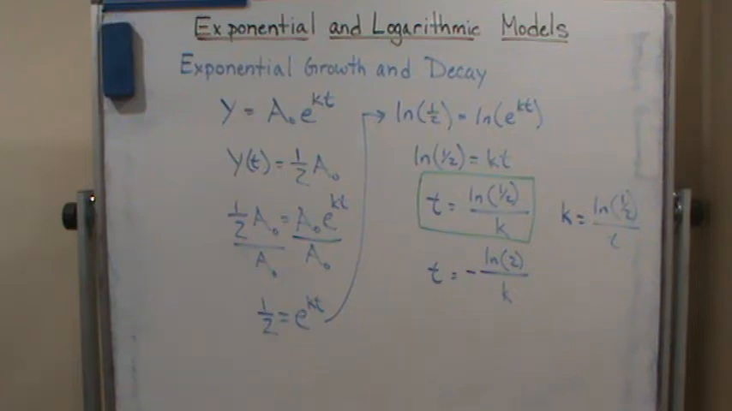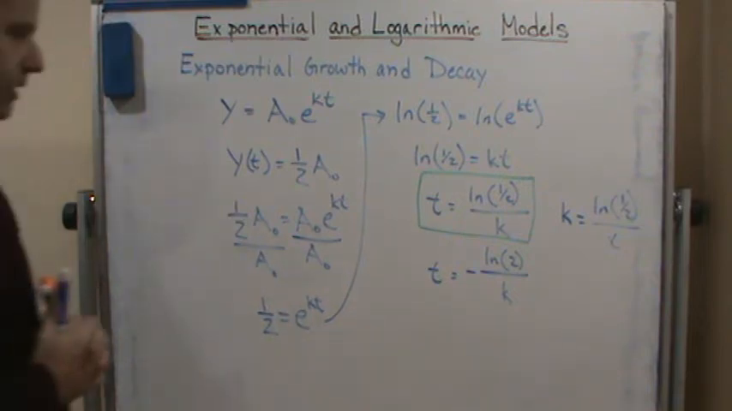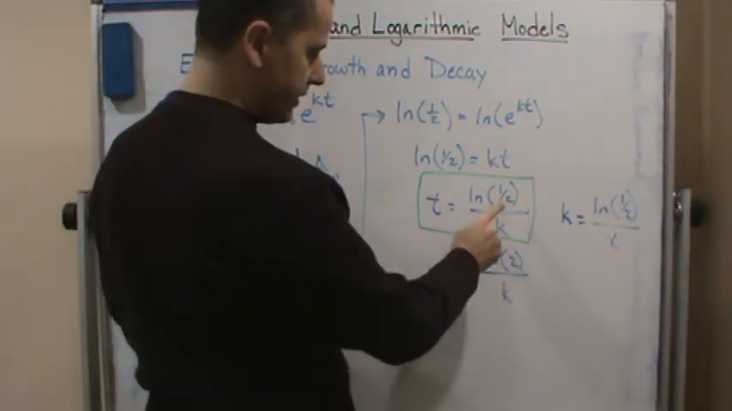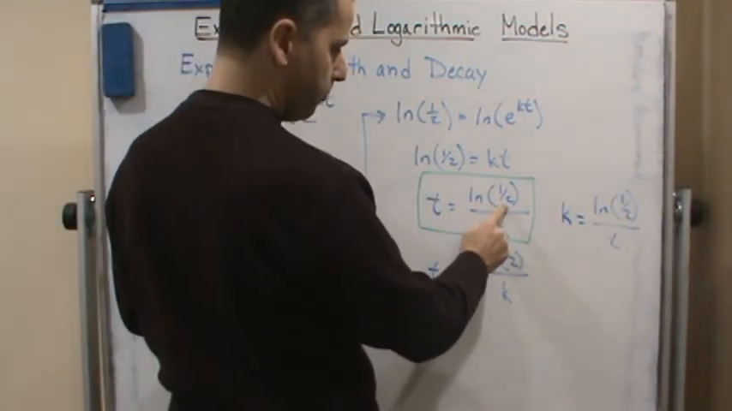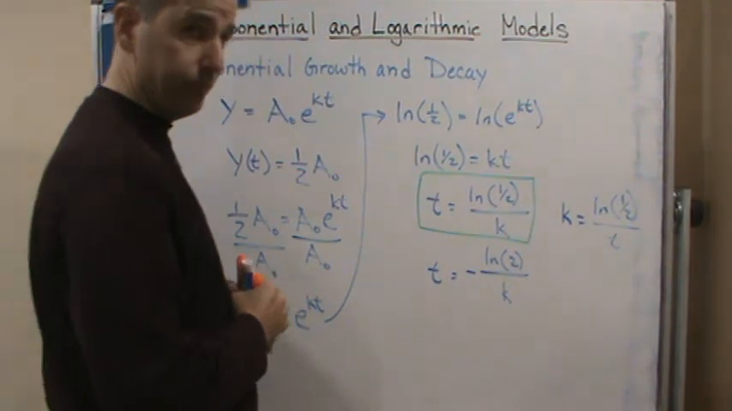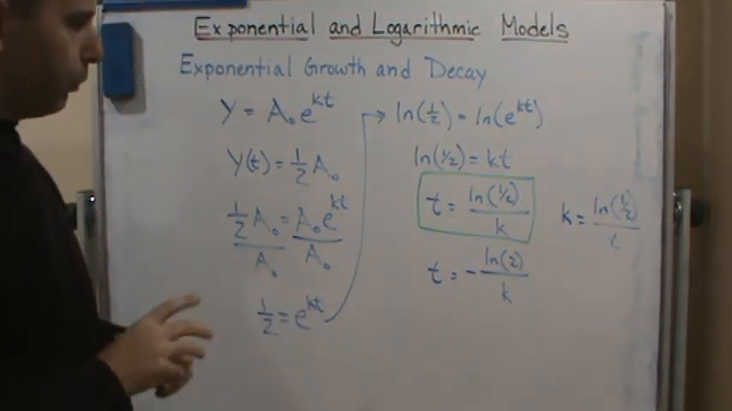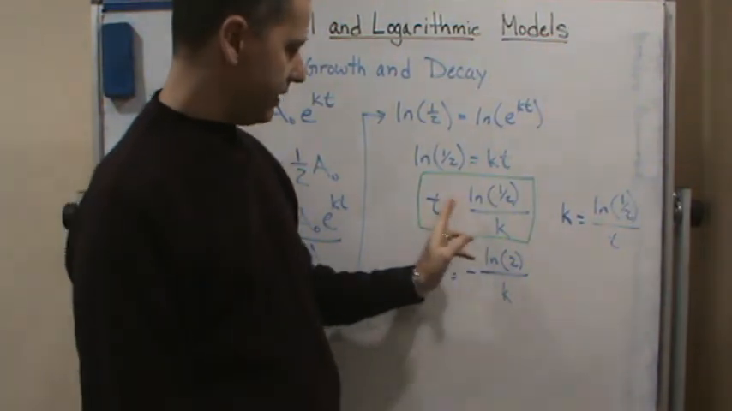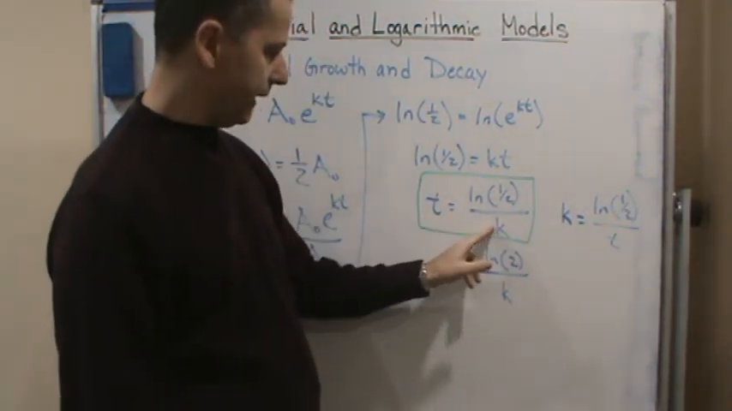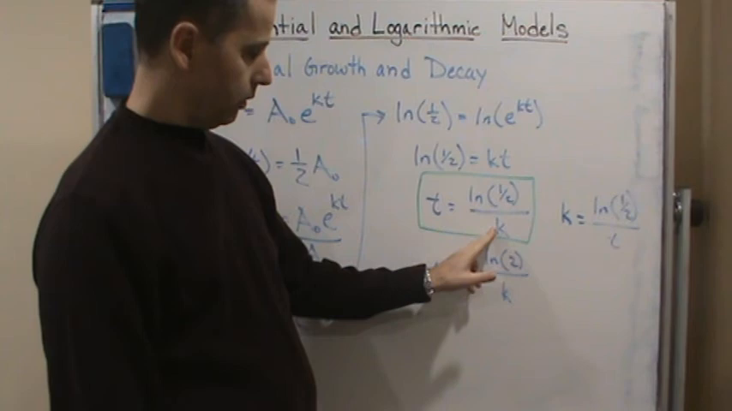Now, you can also use a similar formula for finding the doubling time. The only difference is instead of natural log of a half here, it'd be the natural log of 2. Okay. Now realize that if this is the half-life formula, k is negative.